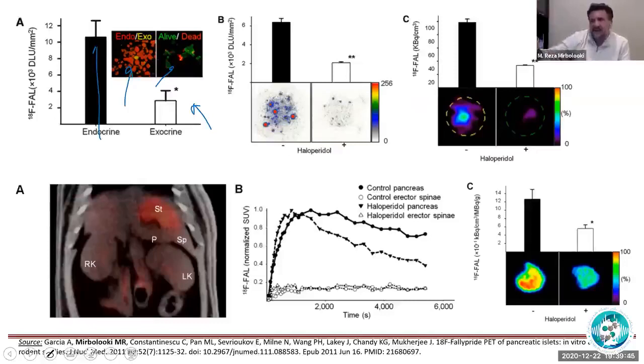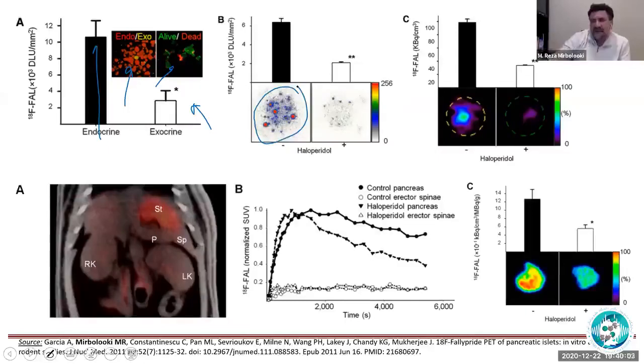We put these cells, fix them, and then make slides of them, without any labeling, and then we label them after we fix them. And you can see here that they take up the fallypride.